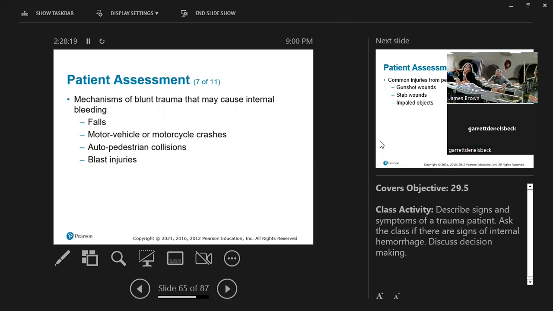Like I said, mechanisms of blunt trauma that may cause internal bleeding: high falls, MVCs, pedestrian collisions, blast injuries. Blast injuries are kind of interesting. We had a pressure explosion at one of the rigs, and that can cause similar effects to blast injuries. But with those, you're talking about barotrauma. The hollow organs tend to collapse, and solid organs tend to lacerate inside. Those are the sort of things where you're not going to stop it in the field. You've got to get them to a higher level of care.